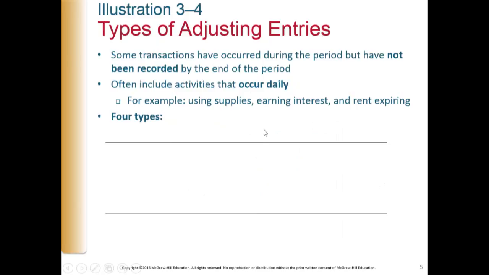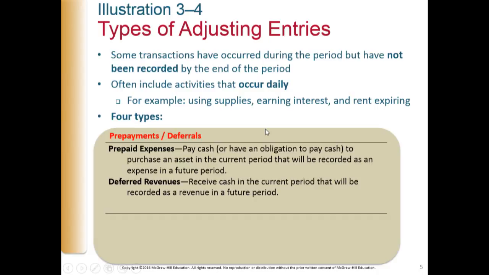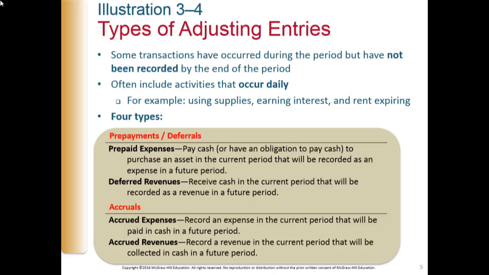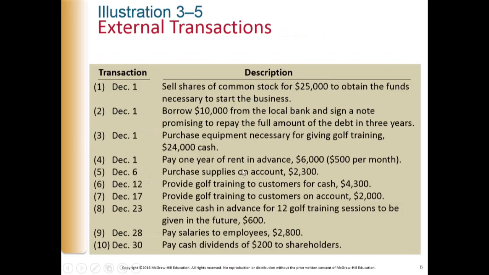So the types of adjusting entries that we're going to look at in this particular chapter fall into four categories: prepaid expenses, deferred revenues, accrued expenses, and accrued revenues. So there are some types of transactions that occur during the period, but we may not have recorded them during the period. Or sometimes something may occur after the end of the period that we need to pull back into this current period and record it. So we're going to look at each of these four types of adjusting entries as we proceed.